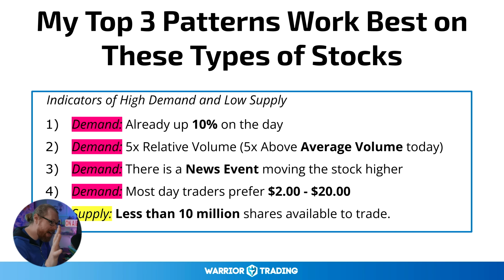And now, number 5, the stock should have a float, or the number of shares available to trade, of less than 10 million shares. That represents the level of supply. The lower the supply, the greater the imbalance can be between supply and demand, because ultimately it is the imbalance between supply and demand that creates a big move.